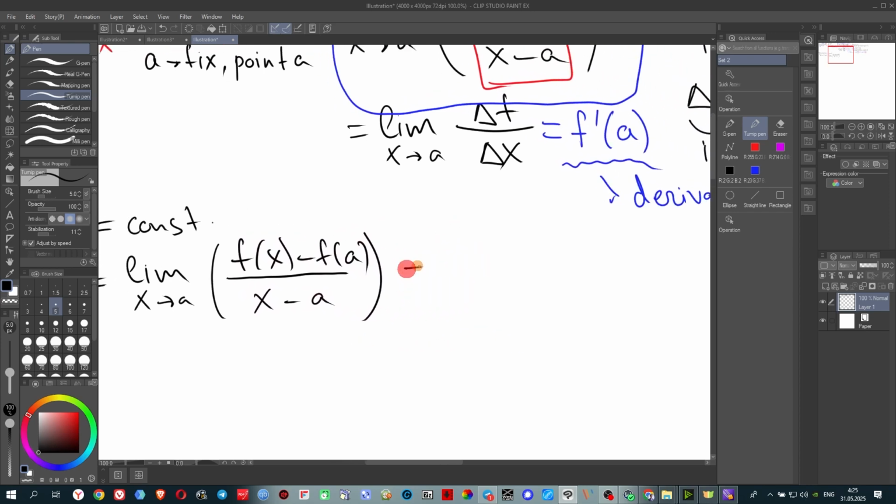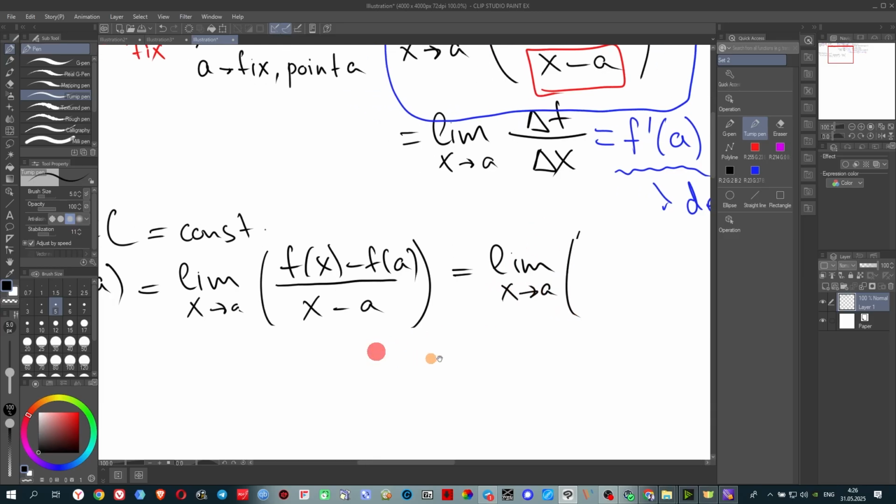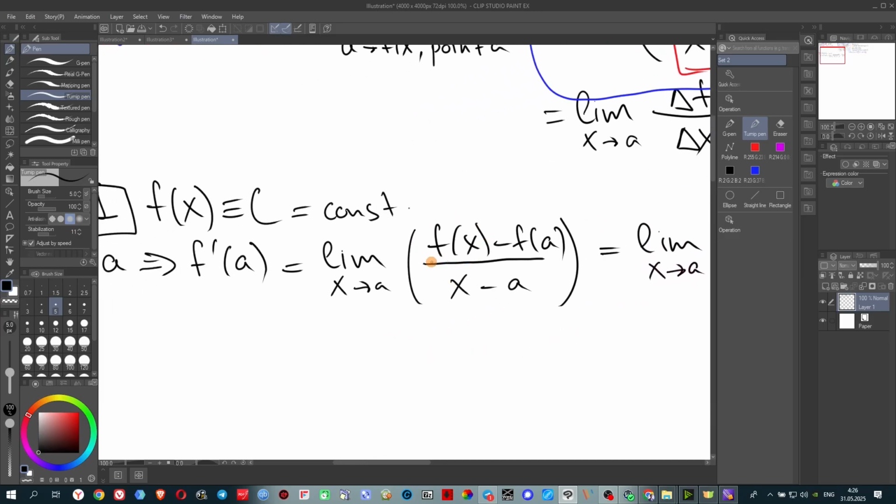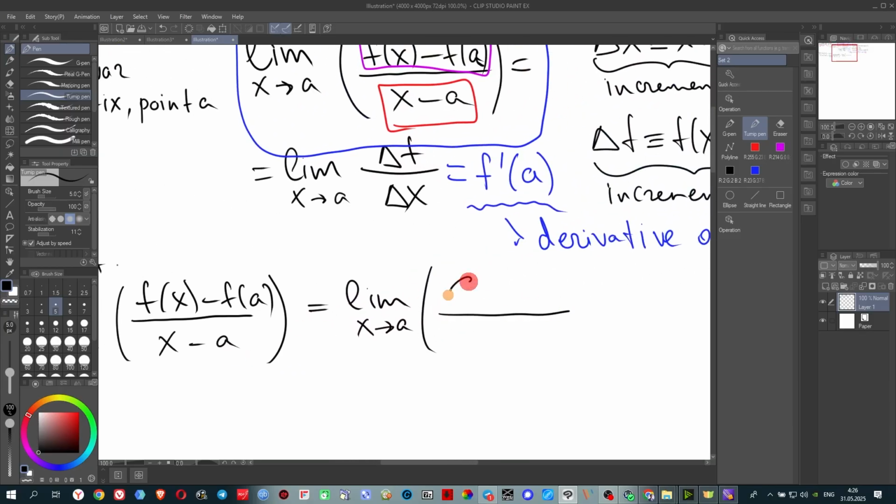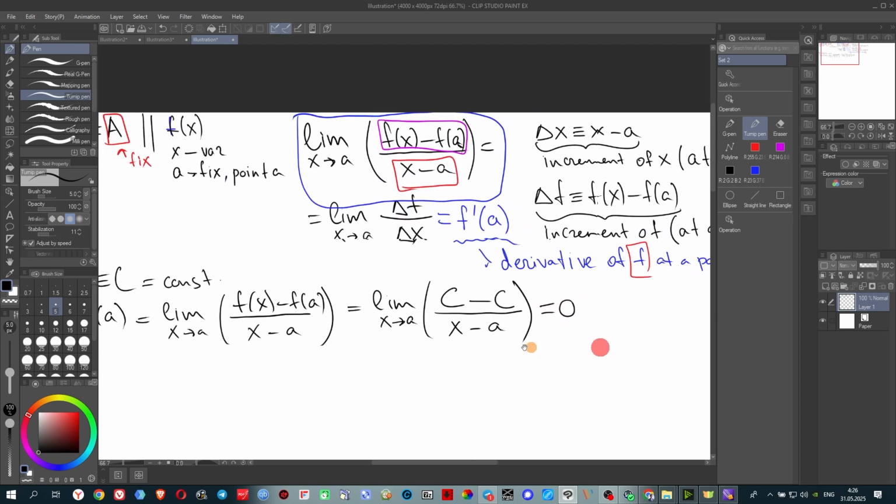Great. And tell me, please, what would be here on the top? Because we have a constant function, what would be f of x when f of x is always a constant c? It equals c. And c minus f of a, what would be? Also c. And here x minus a. So in this fraction, in the numerator, what do we have? c minus c, it is 0. And the value of this limit is 0.